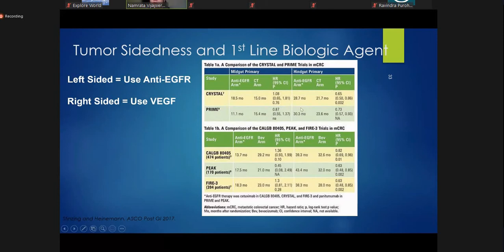So for patients where we are not using bevacizumab for some reason, so let's say I cannot give the patient Bev for whatever contraindication that may be, I still use anti-EGFR for both left and right-sided because just the CRYSTAL and PRIME data was conflicting between the two. Having said that, I don't think that one could differentiate and argue that maybe it's not the right thing to do, but I think we need more data before we talk about that.